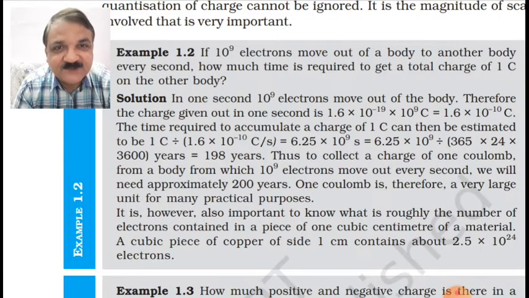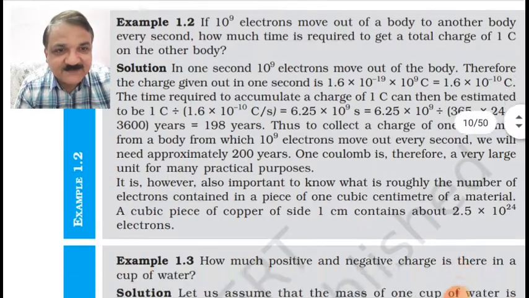So examples 1.1 and 1.2 are very, very interesting examples which you must go through. In 1.1, it has been explained how a body is being charged, and in 1.2, it is interesting to note how much time is required to get a total charge of 1 coulomb on the other body, and this is about 200 years, which is very surprising.